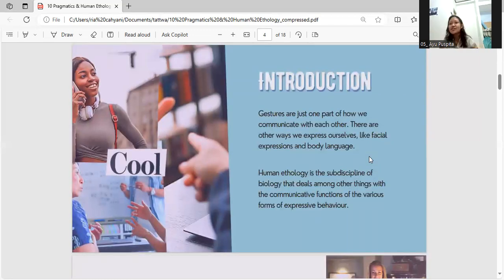All right, so I would like to talk about the introduction first before we continue. In this chapter, we talk about gestures a lot. Gestures are just one part of how we communicate with each other. There are other ways we express ourselves, not just by language, but also facial expressions and body language. Human ethology is basically the subdiscipline of biology that deals, among other things, with the communication functions of the various forms of expressive behavior.